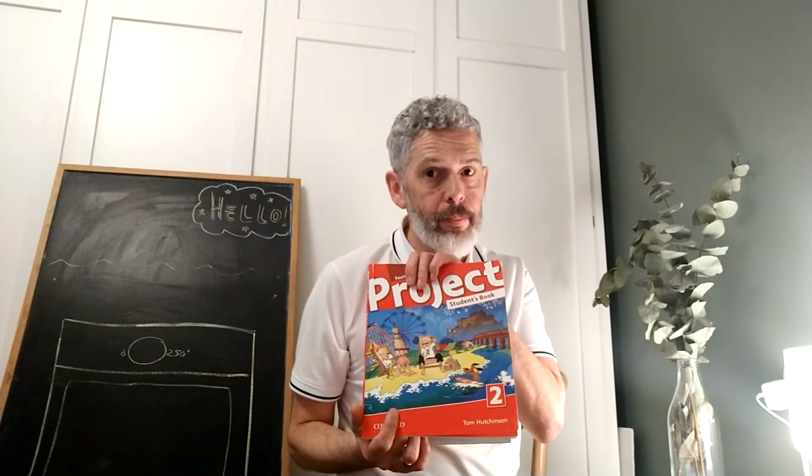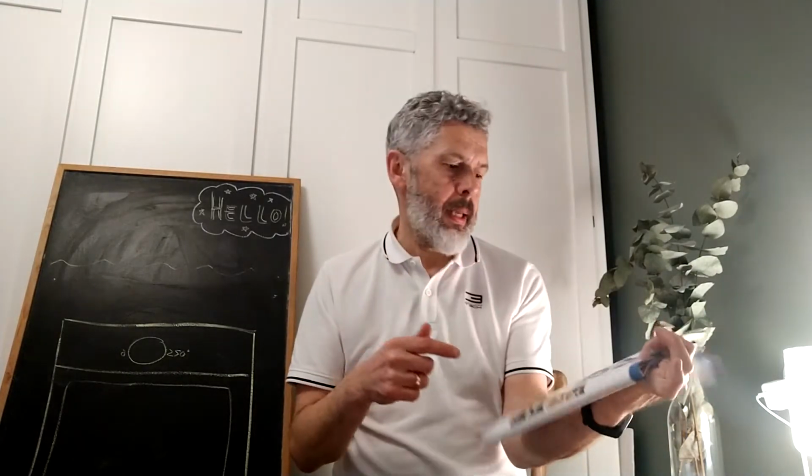So now, can you get your books? Open your books on page 50. Here is Emma. Look at the pictures. Making apple crumble. What do you think is the correct order? What is first? What is second? What is third? Have a look. Pause the video and look.